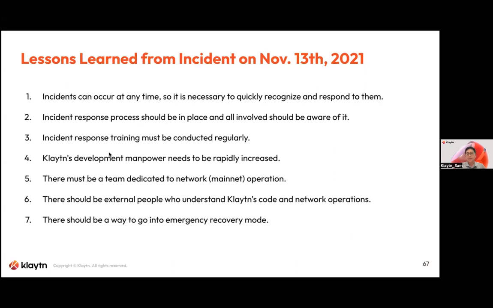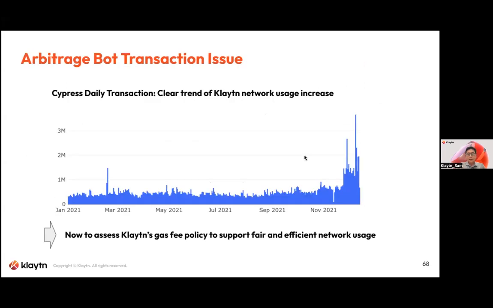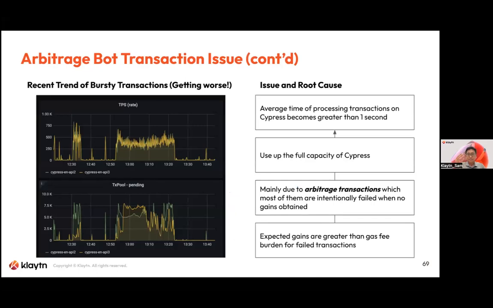Again, an incident could happen due to bugs or errors in the code, but it could also happen due to the network situation or some other reasons. And the interesting thing was also that it made us implement a new mechanism for gas fee. Early last year, we experienced a lot of arbitrage transactions, and they consumed the full capacity of the mainnet, and we had to deal with this issue.